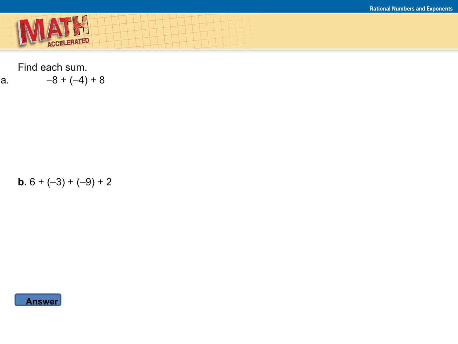On the first one, we have negative 8 plus negative 4 plus 8. Start left to right. We have negative 8 plus a negative 4. What's negative 8 plus negative 4? Negative 12 plus 8. What's negative 12 plus 8? Negative 4. Did everyone get negative 4?